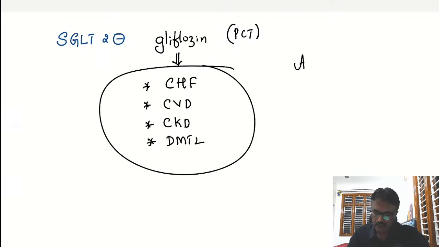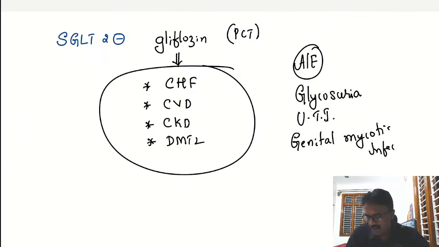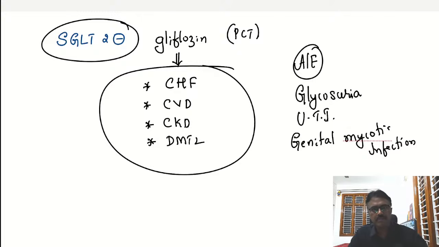But the tested exam questions are adverse effects. They cause loss of glucose in the urine, so glucosuria or glycosuria. Because the bacteria grow, the patient will have UTI, and also they may develop genital mycotic infections, that is fungal infection. So these are the tested aspects about SGLT2 inhibitors. Never miss gliflozins for exams.